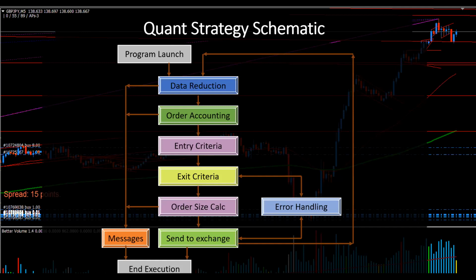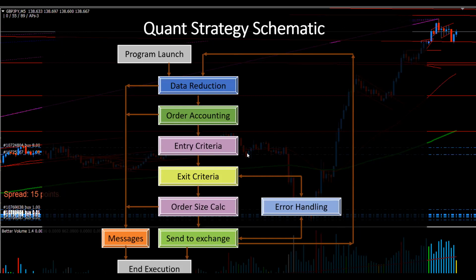So we reduce the data to the most valuable parts, and then we enter and exit different investment securities based on some sort of profitable algorithm. We calculate our order size, and then we end up sending that order to the exchange. You also have sort of an error handling aspect, just in case something goes wrong with the order sending. But one thing you'll notice about this schematic is it's very circular. So this is a continual process. Many times per second, this process can occur as new data comes in from your data source. All these calculations will begin again. So that could be something that's very powerful.